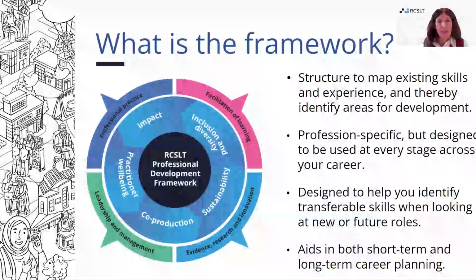The graphic on the left of the screen shows the particular areas of the framework. In the blue arrows in the center, if you like, there are the core components: inclusion and diversity, sustainability, co-production, practitioner well-being, and impact. And in the framework, we identify what these all are, what they mean to someone in a speech and language therapy career. And we also have reflective questions for each of those areas to look at: what are you doing now? What might you do in the future? What might you not do? What you could stop doing in all of these areas.